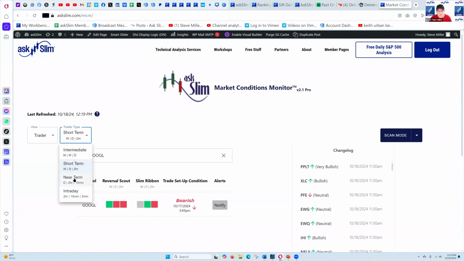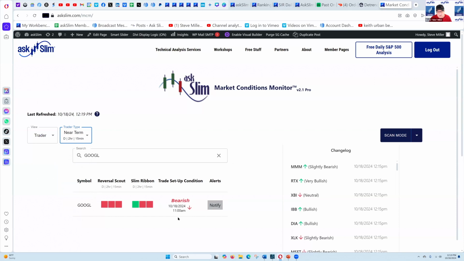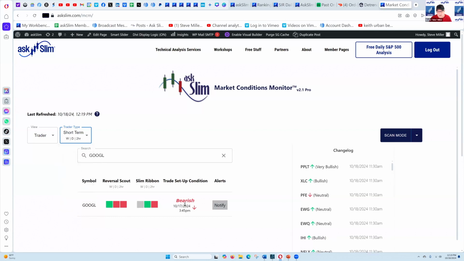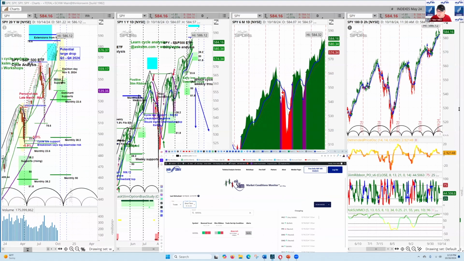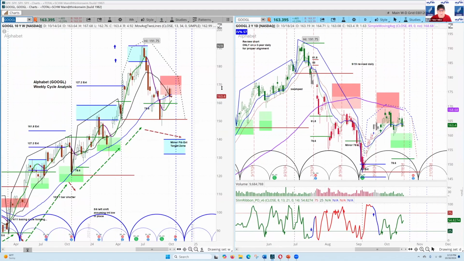And if I go to the near term here, you can see also the conditions are bearish in here as it looks at these combined algorithms using our momentum conditions in those indicators. So near term is bearish, and the trade setup here for the short term is bearish. So I wanted to look at that first before I got to looking at the chart. So I'm going to switch over here. We'll come back to that SPY in just a little bit.